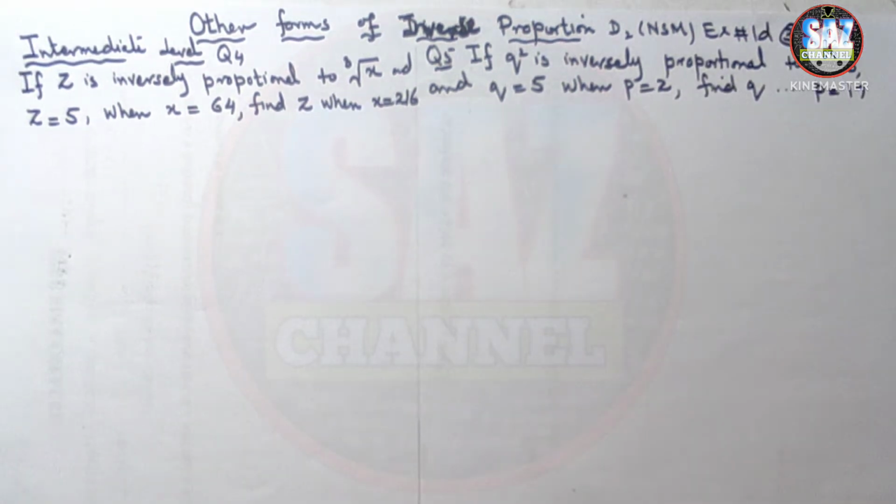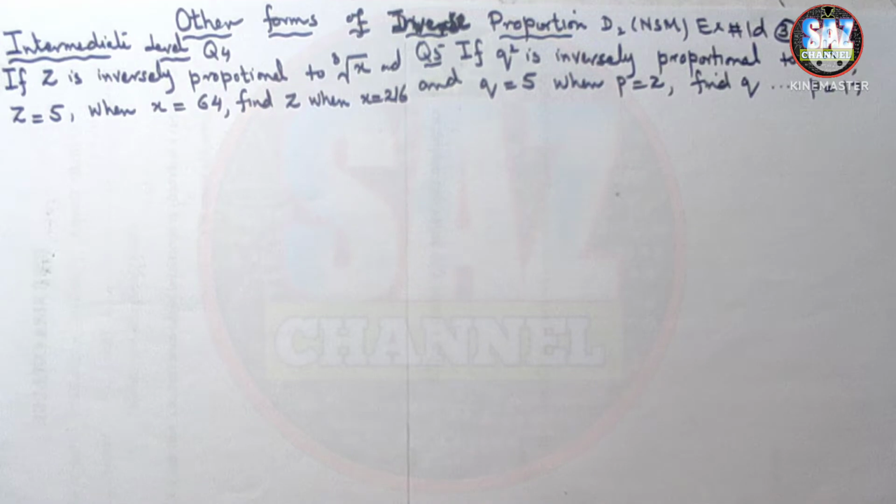This is my third lesson, chapter number 1, exercise 1D, that is about inverse proportion. How to understand direct and inverse proportion. These are the 2 points that have to be really clear to all of my students.